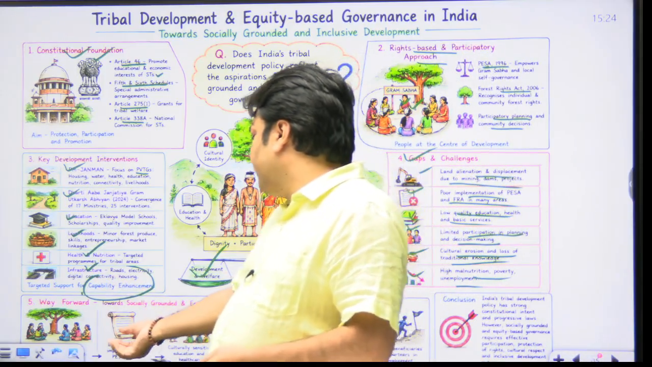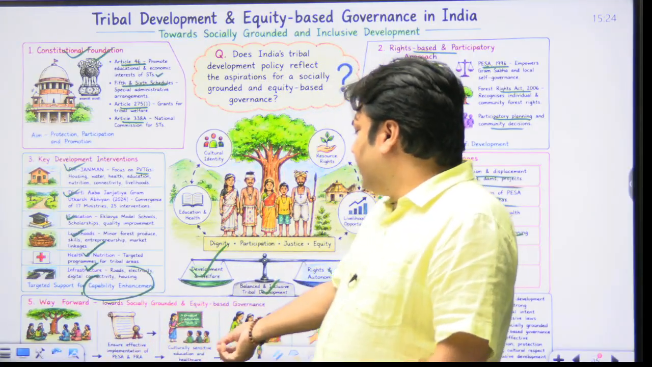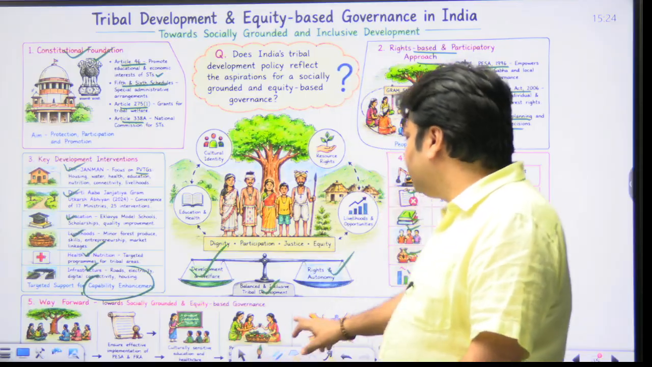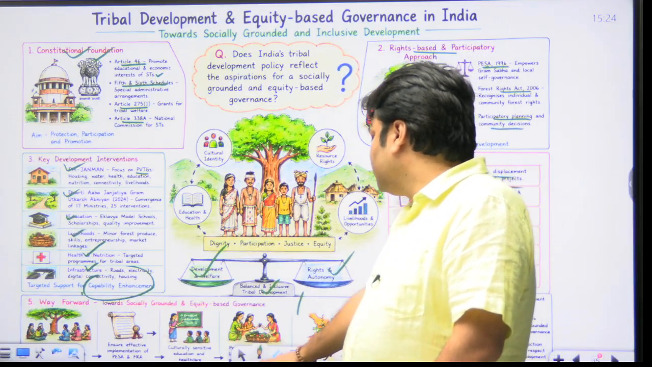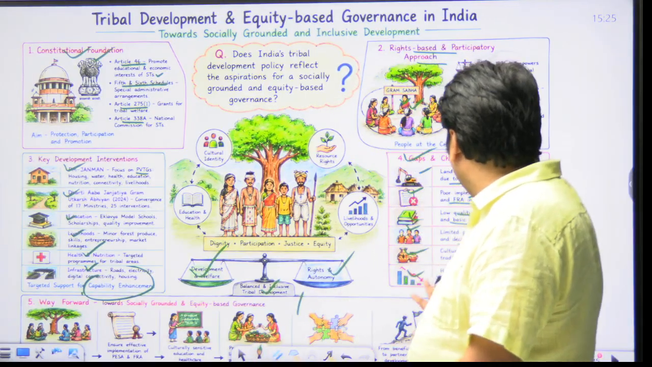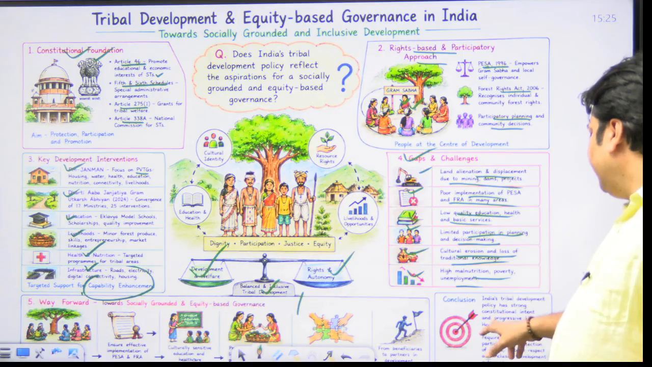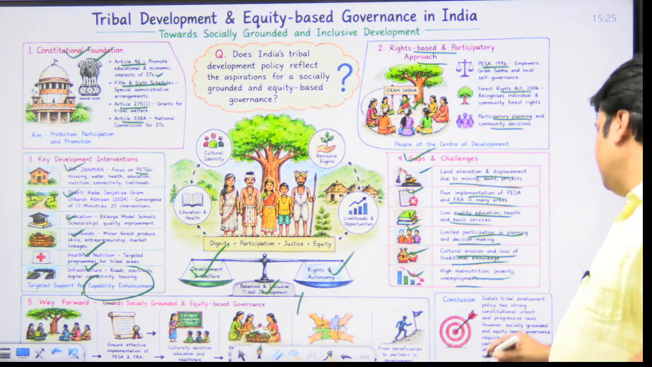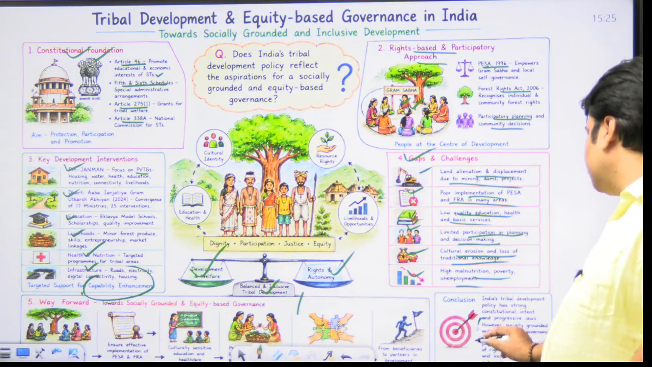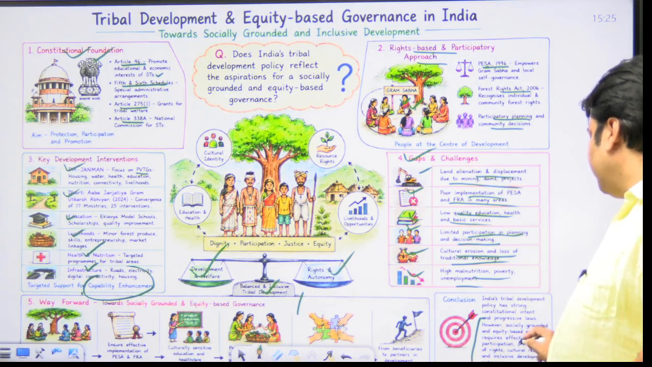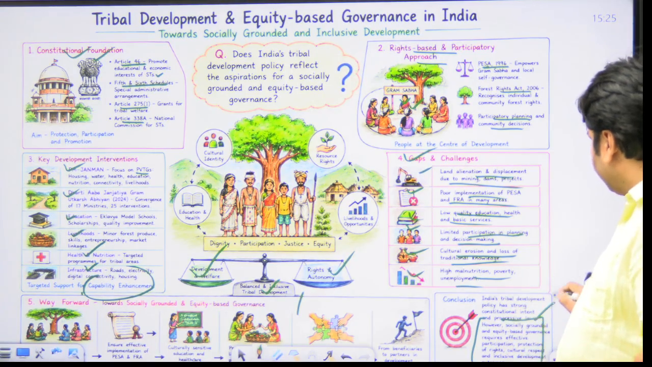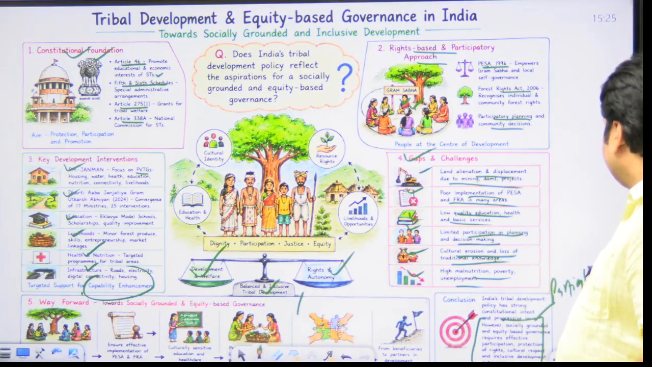Ensuring effective implementation of PESA, FRA, culturally sensitive education and healthcare. In this way you can write the suggestions, right? Okay. Conclusion: India's tribal development policy has a strong constitutional intent and progressive laws. However, socially grounded and equity-based governance requires effective participation, protection of rights, cultural respect and inclusive development outcomes. So it shows that we are saying partially yes.